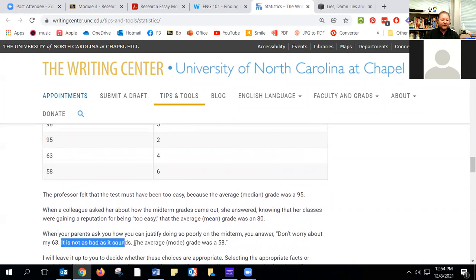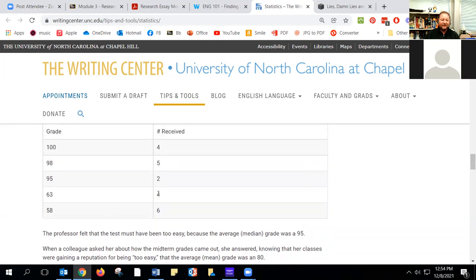Don't worry about my 63. It's not as bad as it sounds. The average mode grade was a 58. If you look at how many people got the lowest score, 6 people got 58 on the midterm. This is the number that shows up the most, so it's the mode average. So you're saying, well, no, most of the class did way worse than I did. My 63 wasn't too bad.